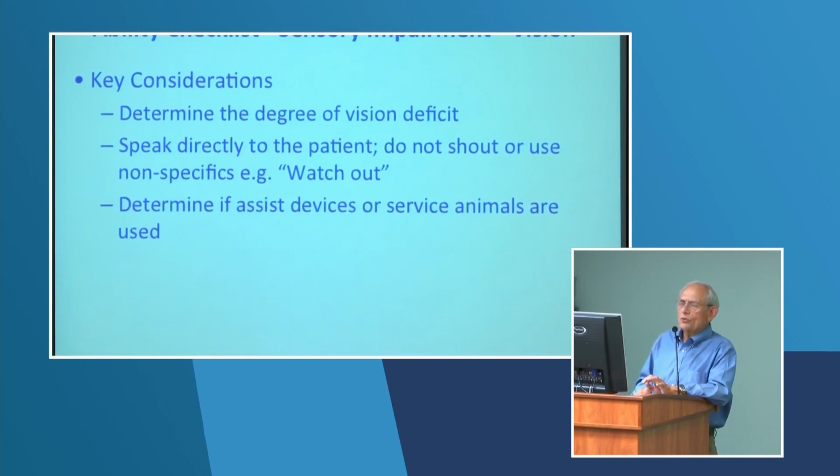Determine the degree of visual deficit. Speak directly to the patient. Don't shout. They're not deaf. Don't use non-specifics. One of the other tricks with the blind is if you have to move something like their furniture in order to get the gurney out of the room, put the furniture back where it was. Because when they come back in, they're used to how their house is set up. This is how they get around. They're going to fall over something on the way in.